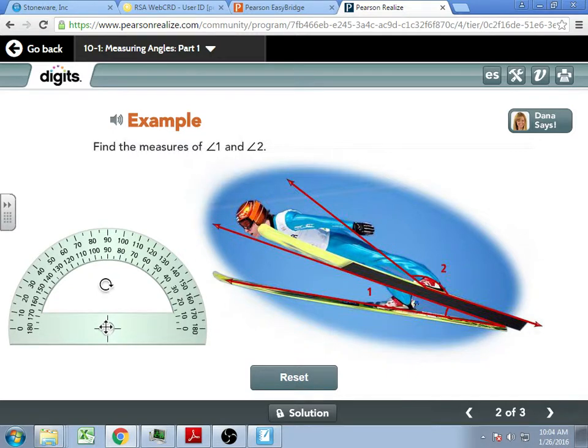So when I look at angle 1 and angle 2 here with my skier, anyone go to ski club last night? Was it good? Yeah, it was nice. It was warm. Yeah, it was a warm night to go ski.